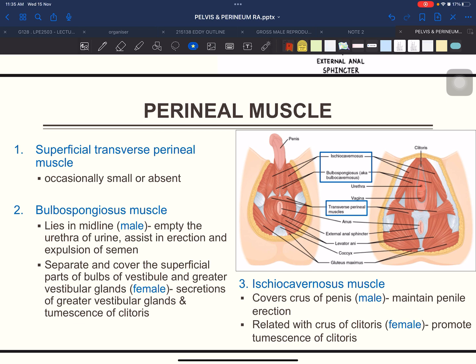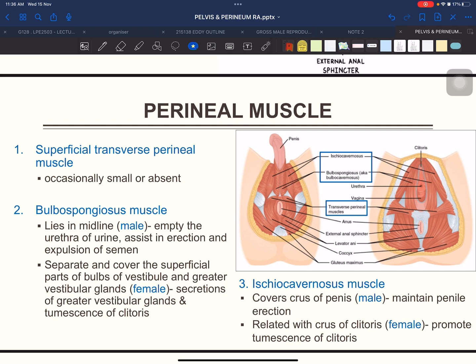It helps in the secretion of the greater vestibular glands and tumescence of the clitoris. Tumescence means erection of the clitoris. Also, this muscle, bulbospongiosus muscle. Okay, then the ischiocavernosus muscle, this is male and this is the female, and the lateral part.